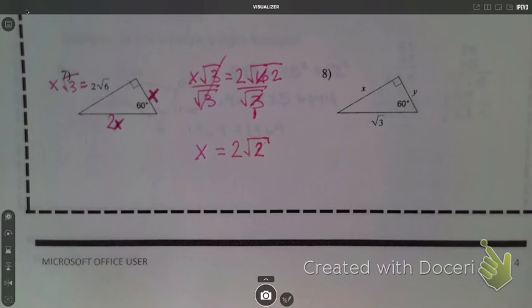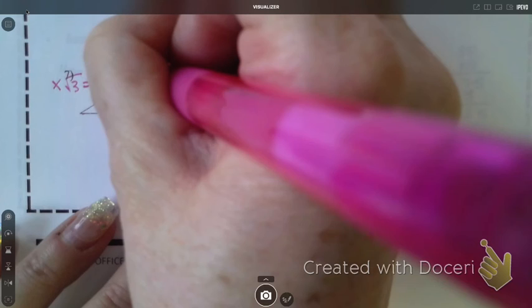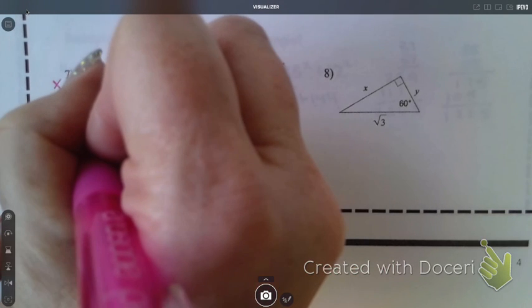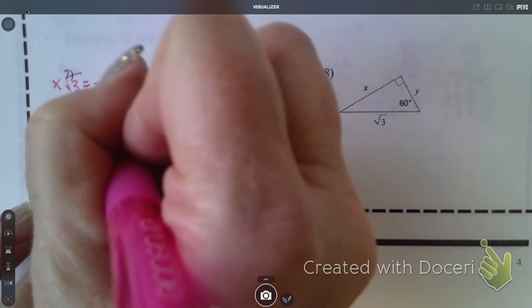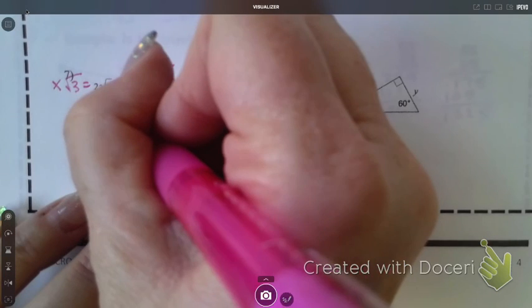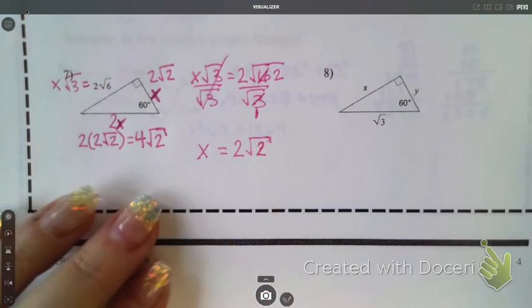So now I just plug in my x's. My x is 2 square root of 2. And then my 90 is 2 times 2 square root of 2. Well, what's 2 times 2? 4. So it's 4 square root of 2. I'm somewhat smart.